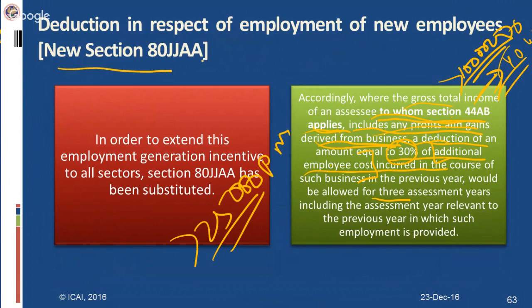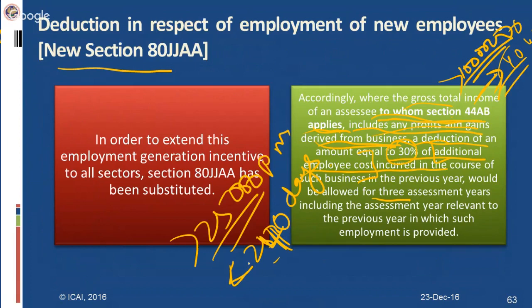Then an employee employed for a period of less than 240 days in a year. In case of the apparel industry alone, this condition has been relaxed. Instead of 240 days, it will be 150 days because it's a seasonal nature of employment in the apparel industry. So for them alone, a concession has been given. It's 150 days. Otherwise, it's 240 days. The minimum number of days employed should be 240 days.